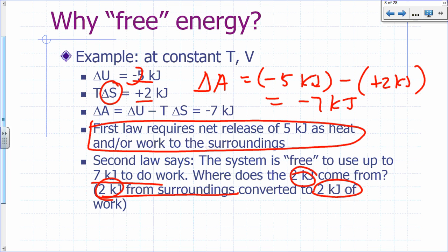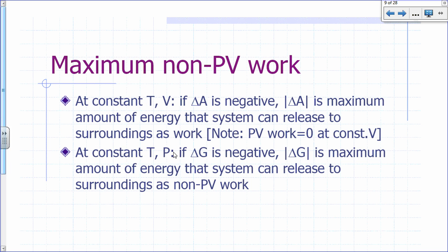So that's the interpretation of free energy. And so what we've seen basically then is that if delta A happens to be negative, at constant temperature and volume, then we say the process is spontaneous, and the absolute value of that, the magnitude of that, is the maximum amount of energy that the system can release to the surroundings as work.